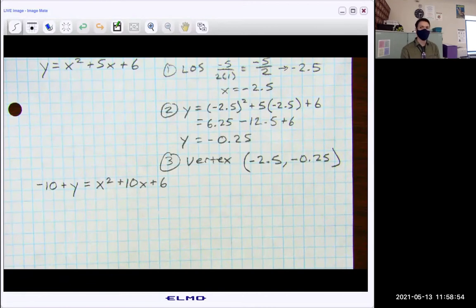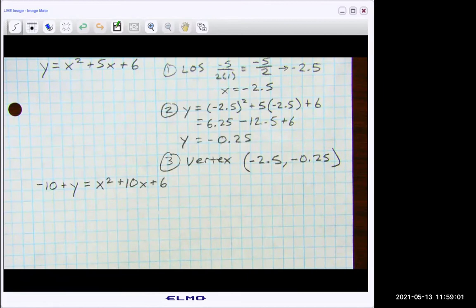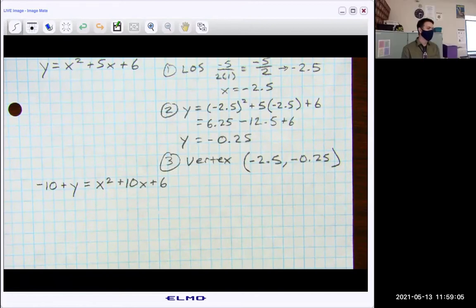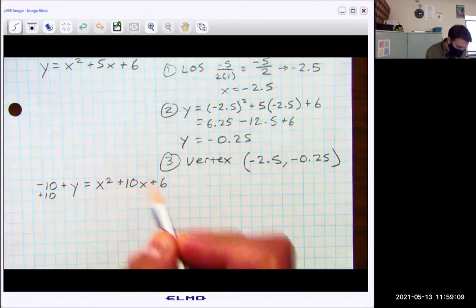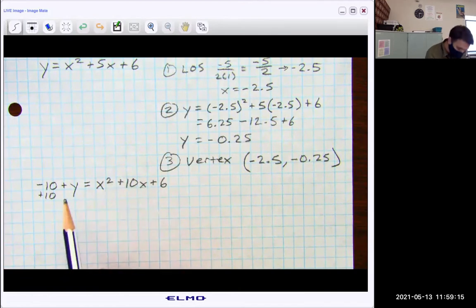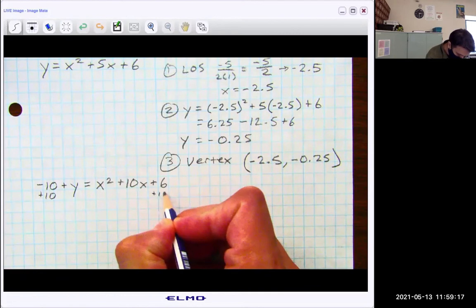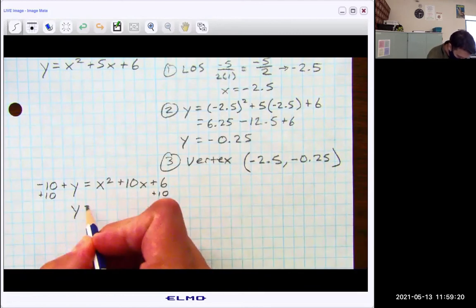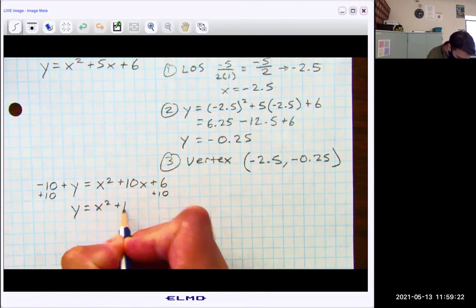You know what you want to do? Move it to the right side. Yeah, move it to the right side. That's it. You just want it in standard form. Okay. So I would add 10. Now it gets a little tricky sometimes because over here you have to figure out what am I adding 10 to? Well, the 10 is just a number, so it's going to add to the 6. We get y equals x squared plus 10x plus 16.